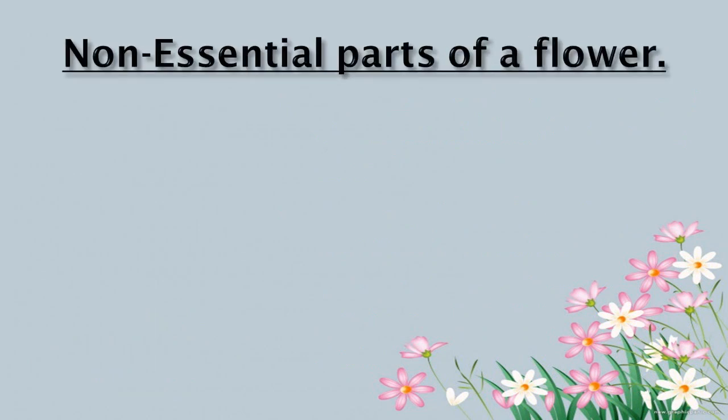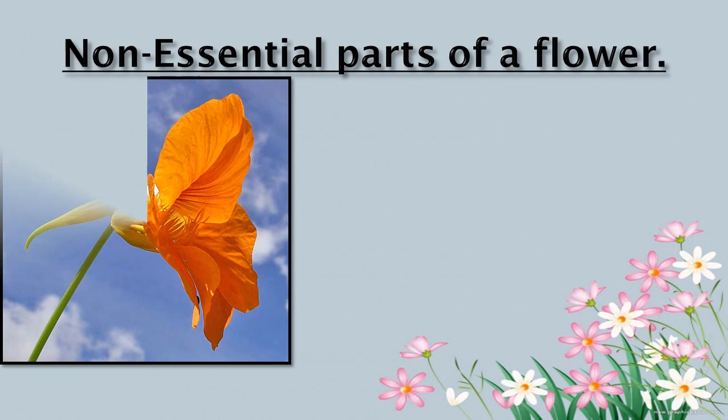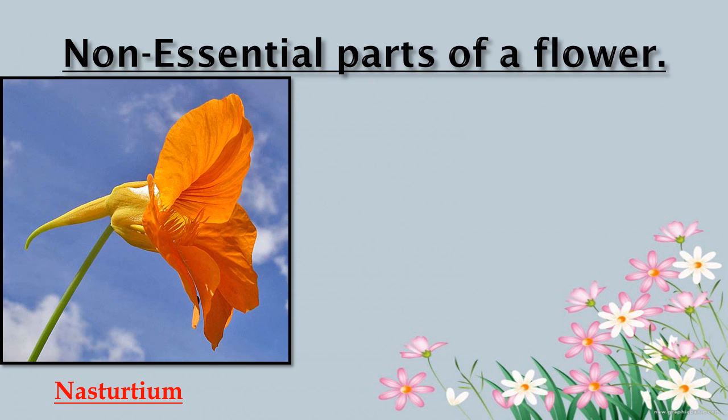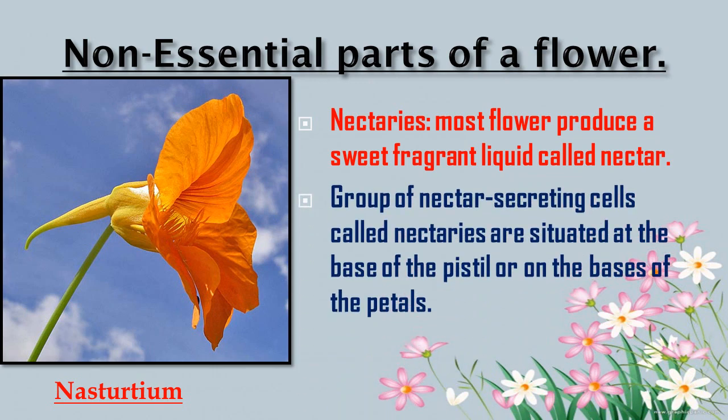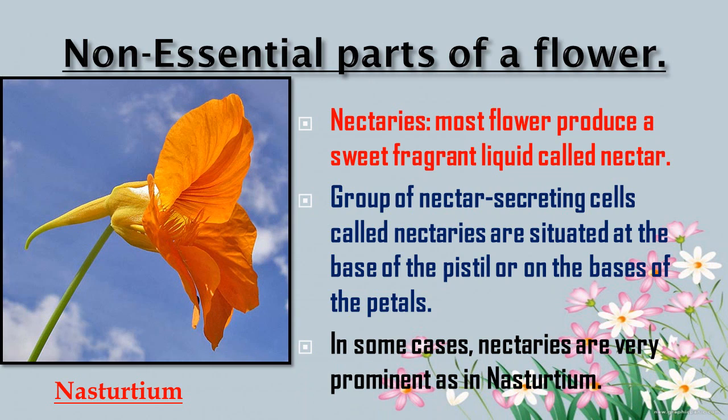Alright, now the next non-essential part is the nectaries. So students, what are these? Yes, this is the most beautiful flower. Most flowers produce a sweet fragrant liquid called nectar. The picture of a flower here is an example of a nasturtium. Groups of nectar-secreting cells are called nectaries. These nectaries are situated usually at the base of the pistil or on the bases of the petals. The nectar attracts insects like honeybees for cross pollination. In some cases, nectaries are very prominent, as in nasturtium.